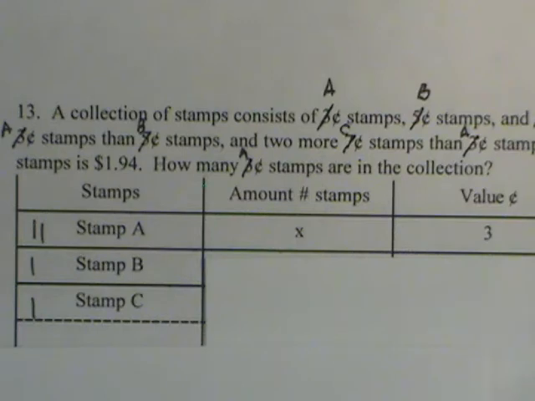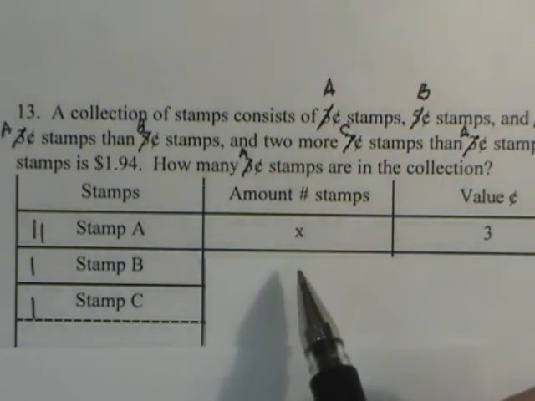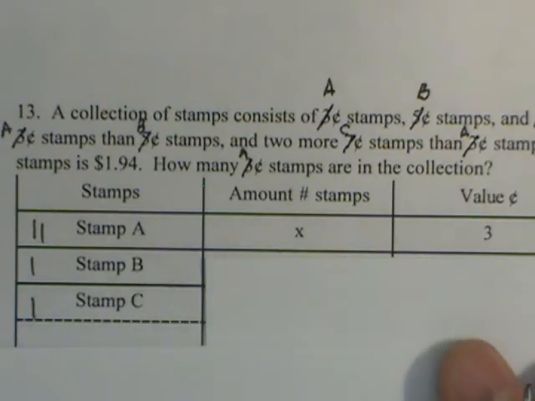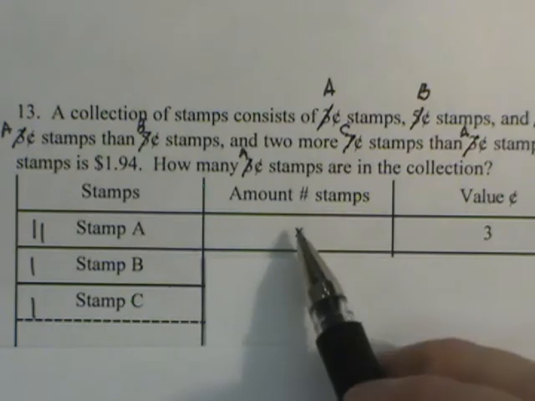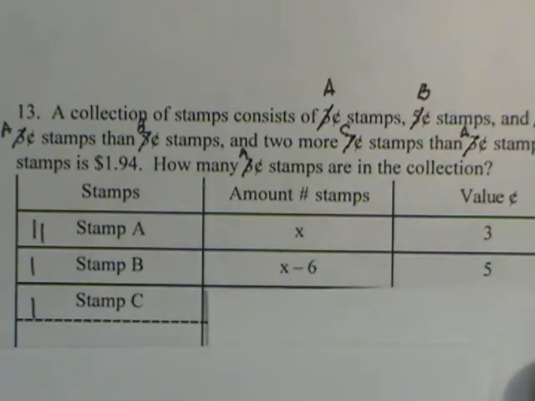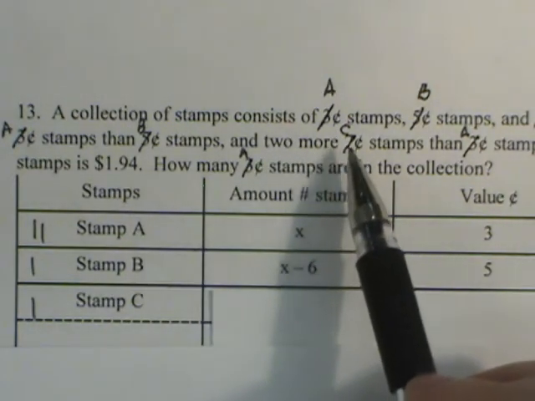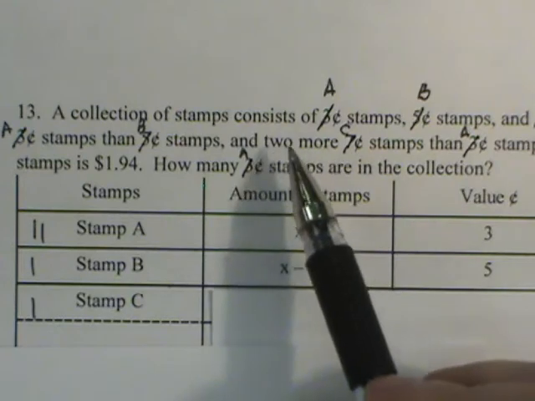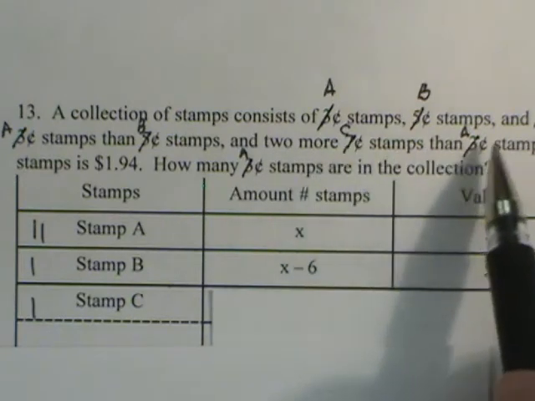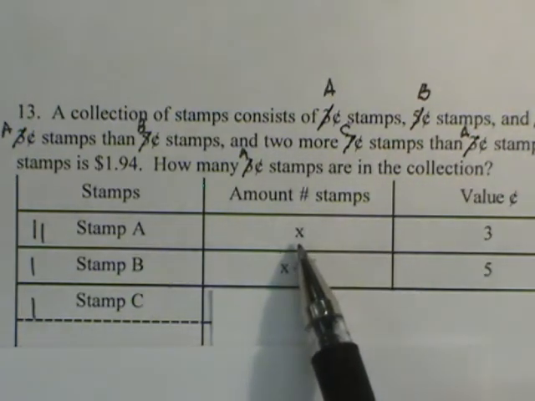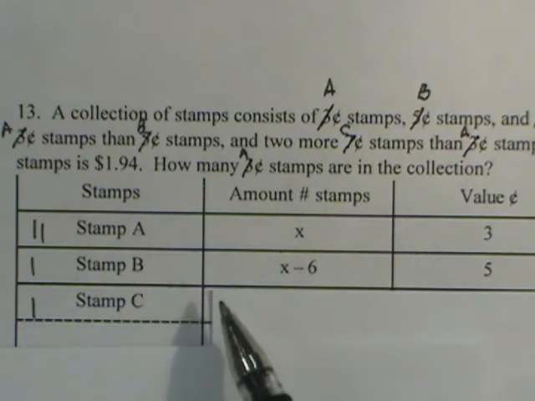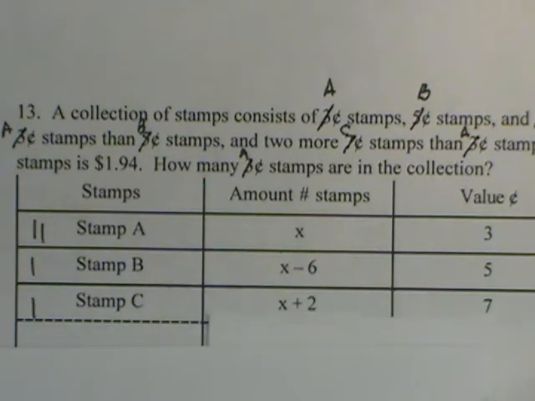There are 6 more A stamps than B stamps. If there are 6 more A stamps than B stamps, that means that there are 6 fewer B stamps. An expression that would represent 6 fewer than this would be X minus 6. And then as I read the next part, there are 2 more C stamps than A stamps. So if A is X and C has 2 more, that would be X plus 2.